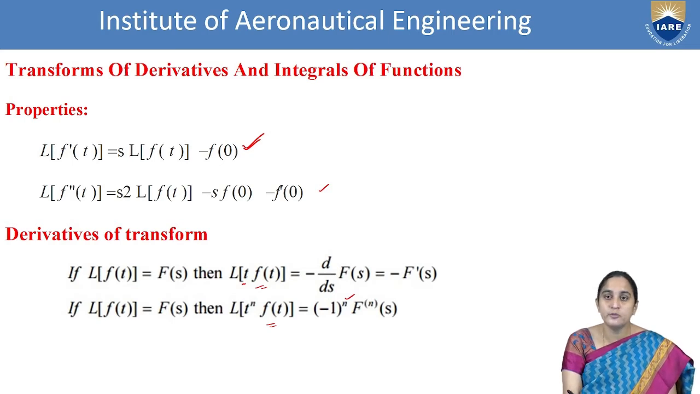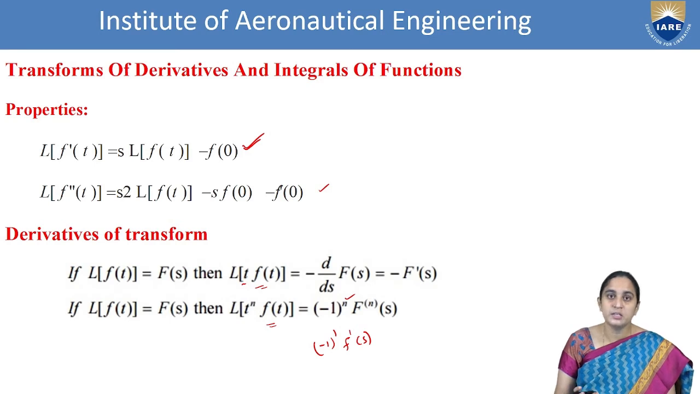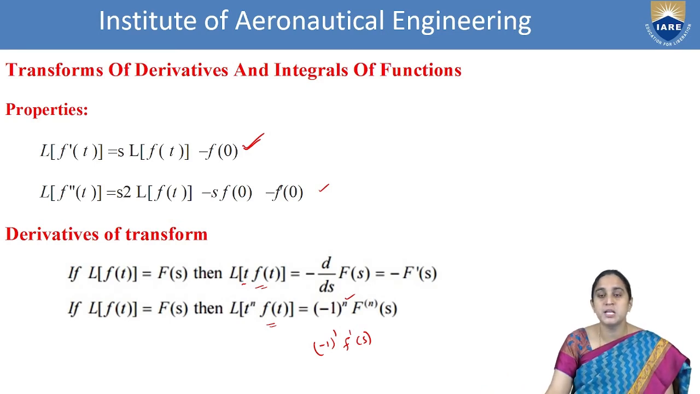Here n equal to 1 means, for that case the formula is minus 1 whole power 1 into f dash of s. If n is equal to 2, for that case the formula is minus 1 whole square into f double dash of s. That means we have to differentiate the function twice. That's the concept of the derivative of the transform. But what is the hint for the derivative of the transform? Here the function is always multiplied with t. For that case, directly apply the derivative formula.